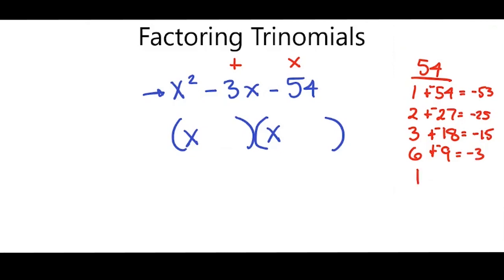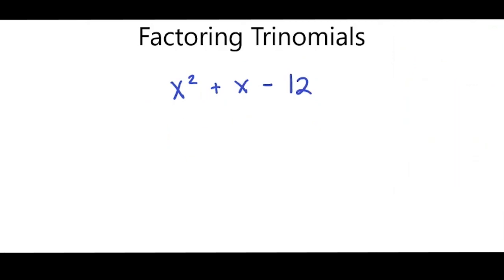So my two numbers that will multiply to be negative 54 and add to be negative 3 are 6 and negative 9. So in my parentheses, I will write positive 6 and negative 9. And that's how you factor trinomials.